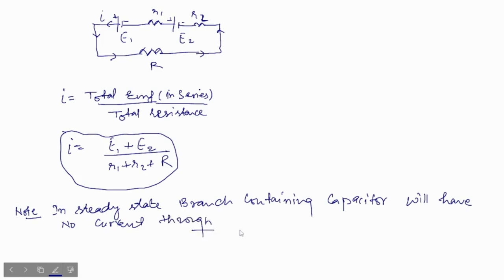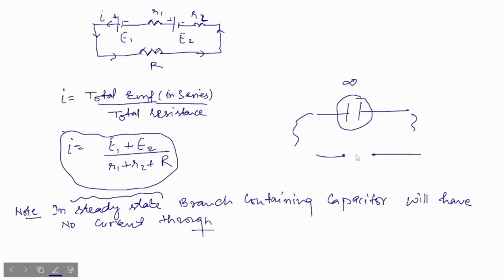What do we mean by steady state here? Let's say a capacitor is connected in a circuit, something like this. In a steady state, this capacitor is going to offer infinite resistance. That means this branch will behave as an open circuit. If the resistance through the branch is infinite, what will be the current? Current will be zero. So always remember, in steady state the capacitor will behave as an open circuit, offering infinite resistance.